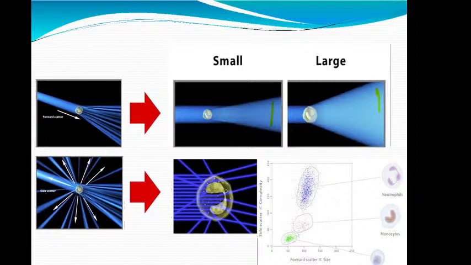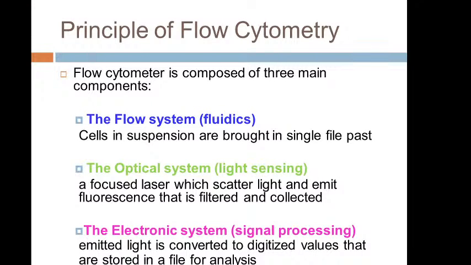From the side scattering we are able to know the complexity of the cell. Flow cytometry is composed of three main components. This is only the internal part of the machine, but I will let you know the basics of it. The first is the flow system, fluidics, where cells in a suspension are brought in a single file path. The second is the optical system, also known as light sensing.